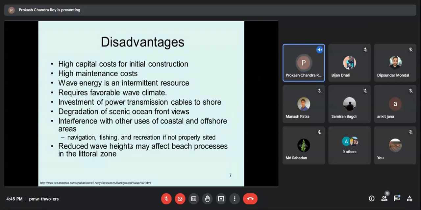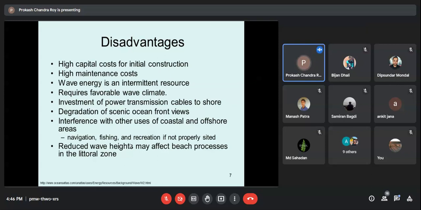an intermittent source, because you know that wind is also intermittent. Okay, so because of that you will not get the power for 24 hours, and it requires the favorable wave climate. So when you have the wave, in that case you get the power. And another disadvantage is basically the investment of power transmission cable to shore. So in most cases you have the plant in the ocean, so you need to evacuate the power from that, and you need to provide the transmission. So that is obviously cost effective.